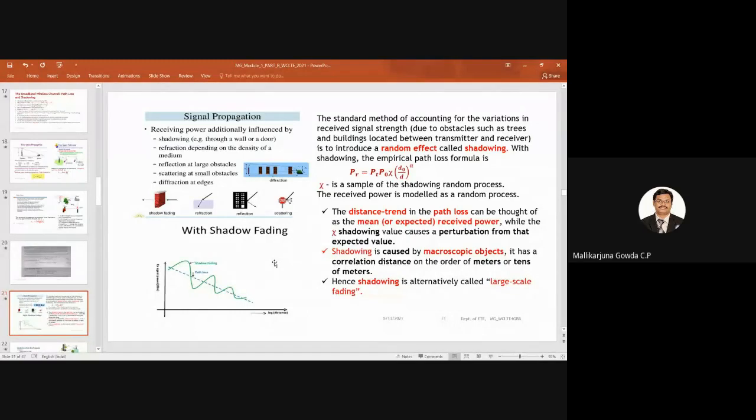And I've given the expression for shadowing, and this is the empirical path loss formula for shadowing. That is, the received power is equal to the transmitted signal power times P naught, and this is the symbol we use for saying it is a random process, the shadowing random process, times D naught by D to the power of alpha. So compared to the empirical path loss formula we discussed, considering all environments, this variable is added here. There is a shadowing random process.